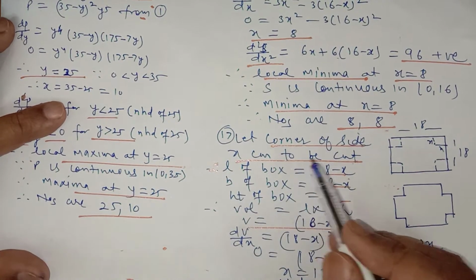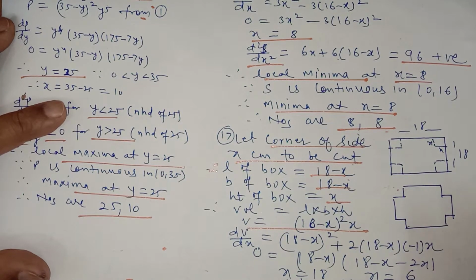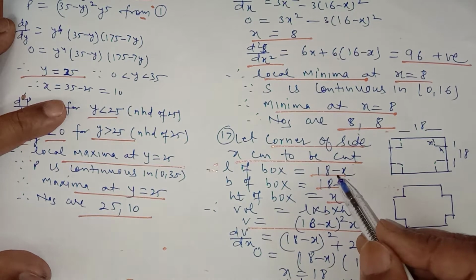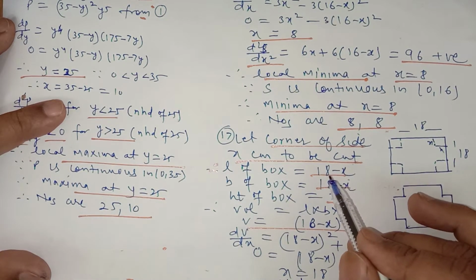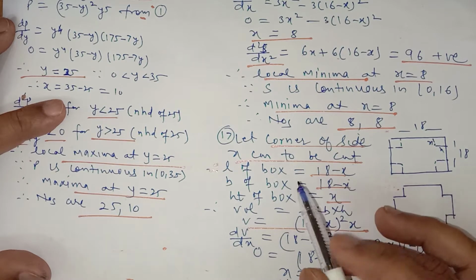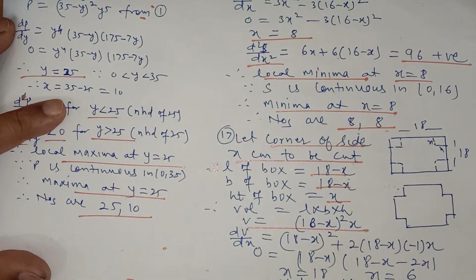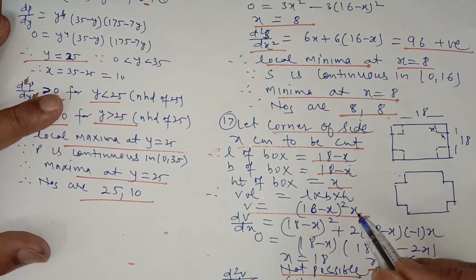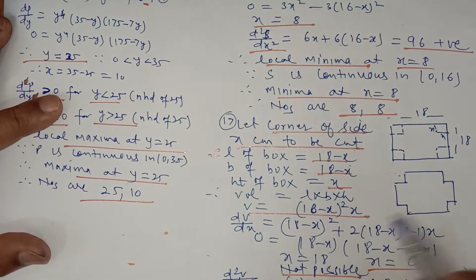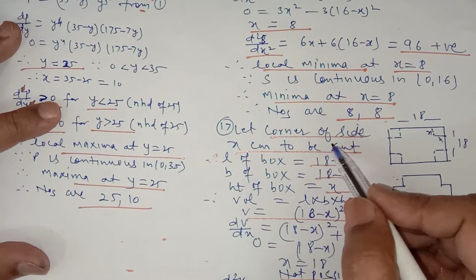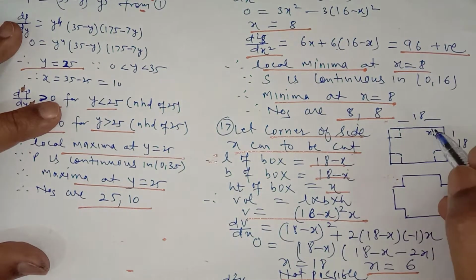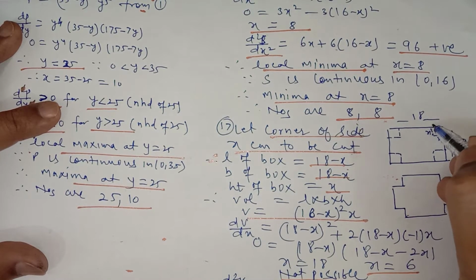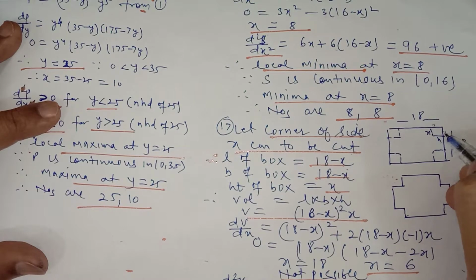It is given that there is a square sheet of cardboard from which squares are to be cut from the corners to make a cubical box, and you have to find the side of the square to be cut so that the volume of the box is maximum. Now let the side of the square to be cut from the corner be x centimeter.